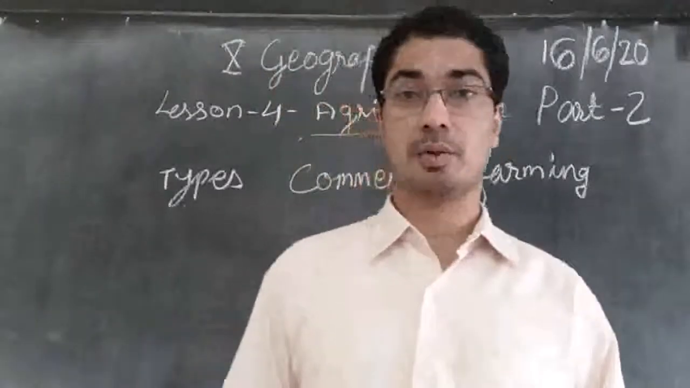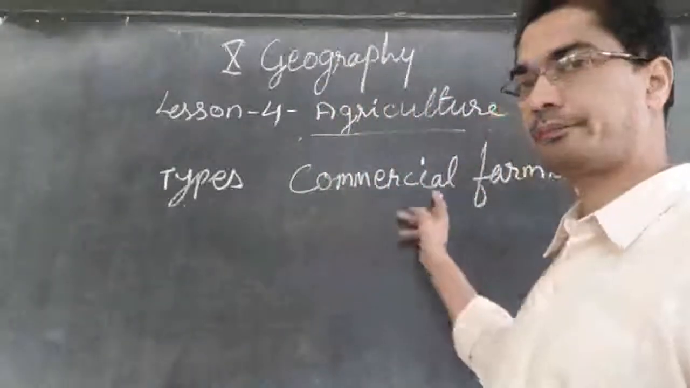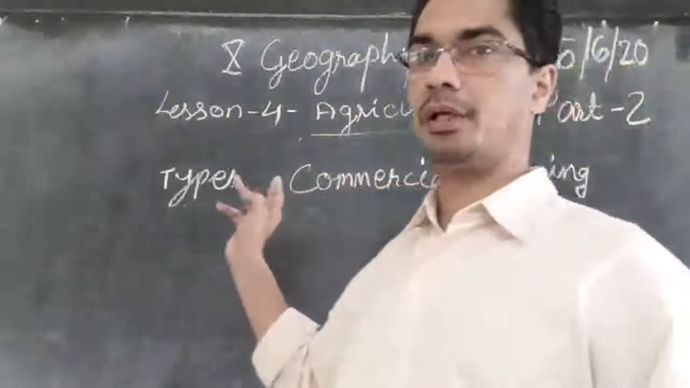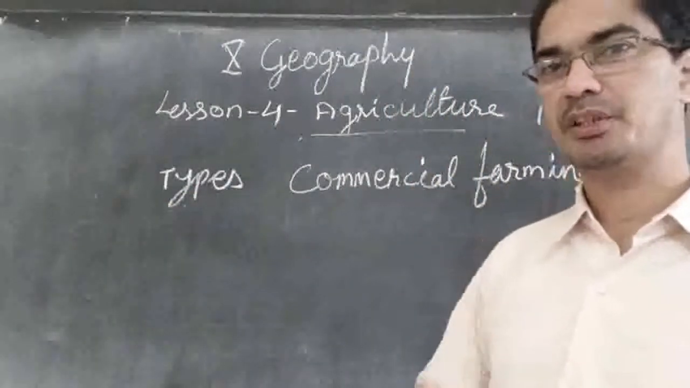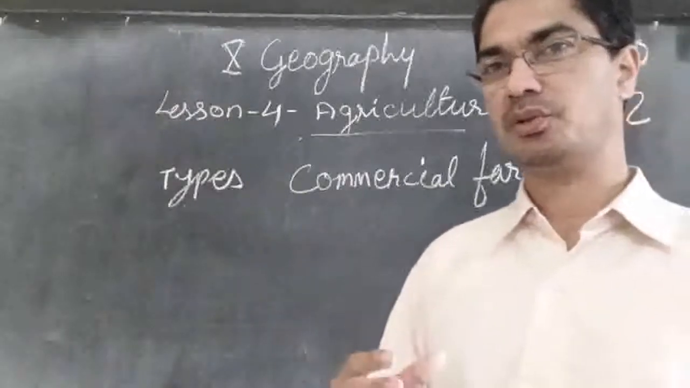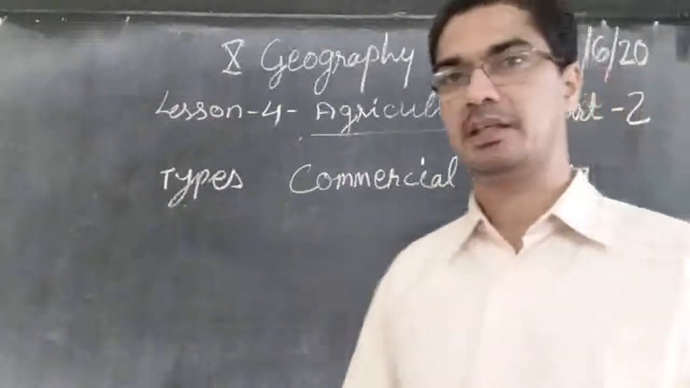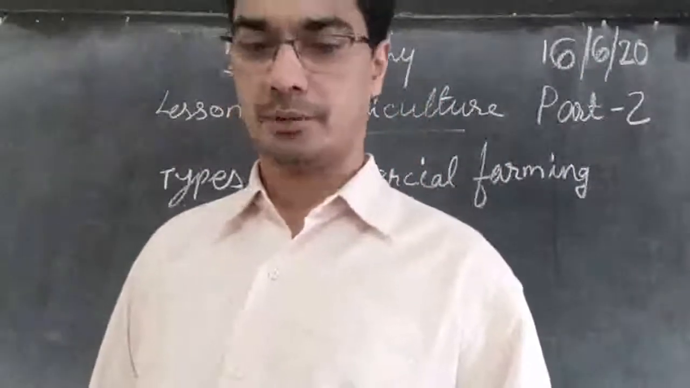Now let us see about another type of farming, that is called commercial farming. From the very name we can understand what's the meaning of this type of farming. Commercial means for business. It is for selling. Not only just meant for one's own use, but it is meant for selling to others to get profit. That is called commercial farming.